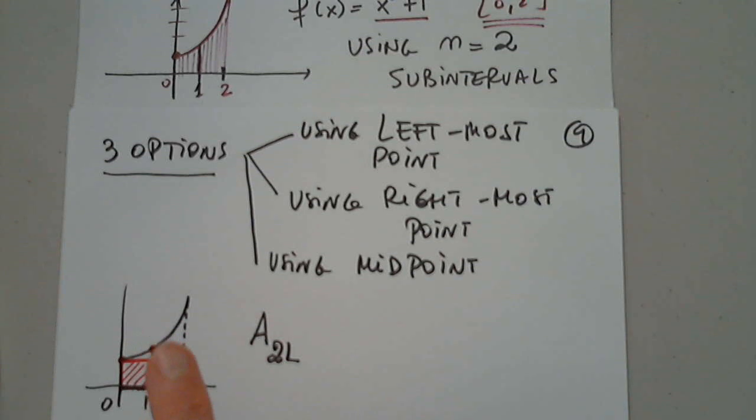I'm curious, why doesn't f of x start at the origin? Because it's x squared plus 1. Oh, x squared plus 1. Sorry, I missed the plus 1. Sorry, no worries, no worries.